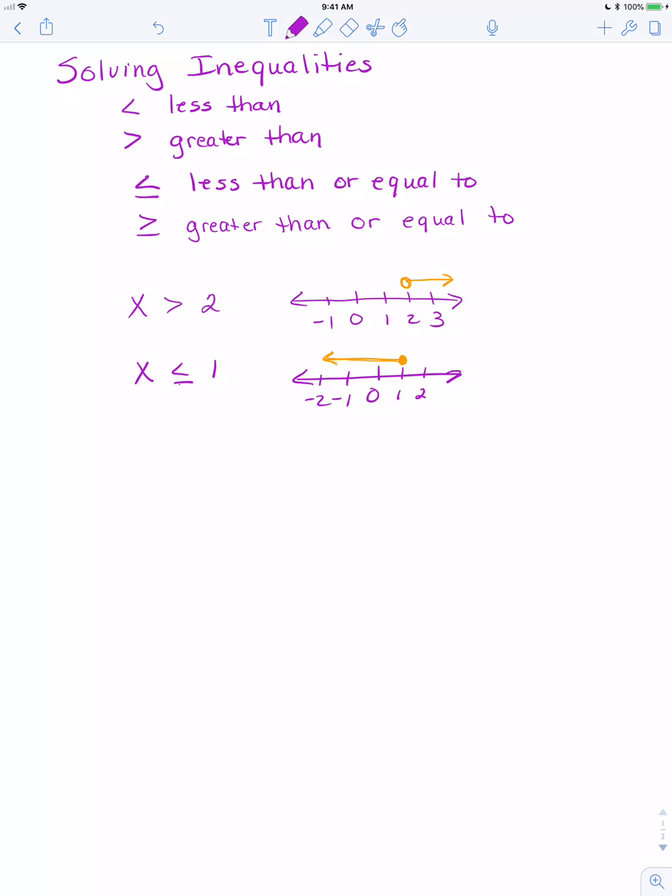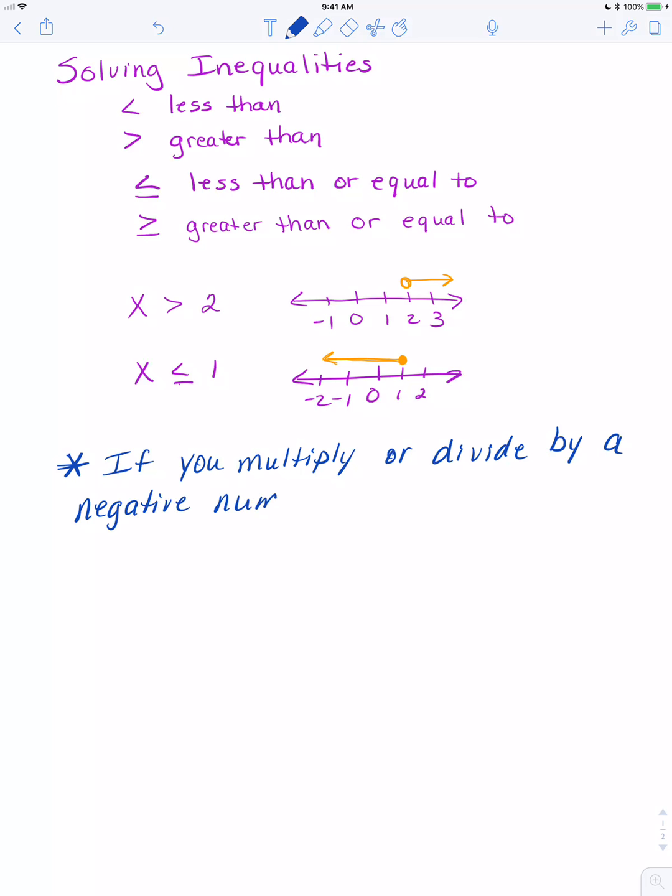Okay, so let's talk about solving them now. When you go to solve them, it's just like solving an equation with just a regular equal sign in it, except you have to remember one very, very, very important rule when you're solving inequalities, and that is if you multiply or divide by a negative number, you must flip the inequality sign.